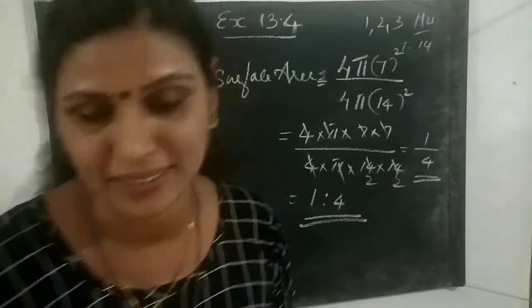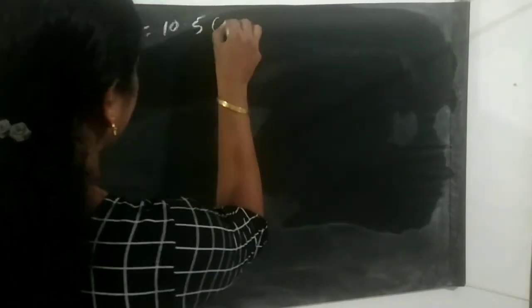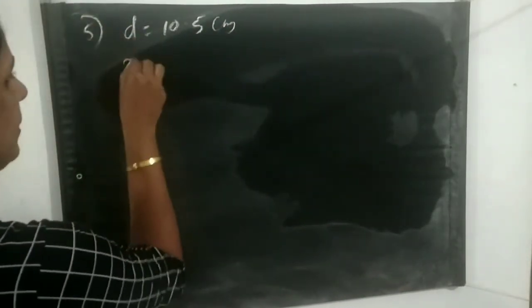Okay, understood. Now question number 5: a hemispherical bowl is made up of brass and has inner diameter 10.5 centimeters. The inner diameter is 10.5 centimeters. This is question number 5. From this, what is the radius?